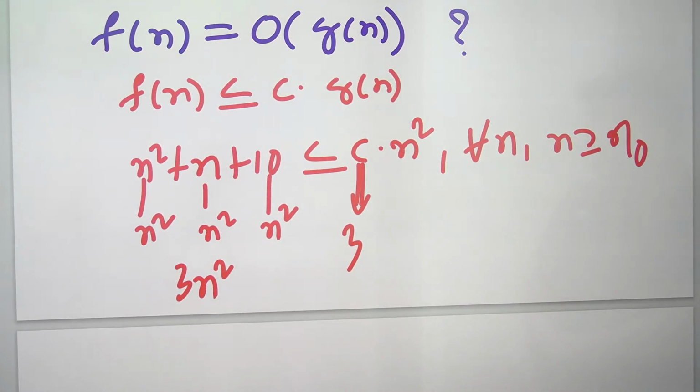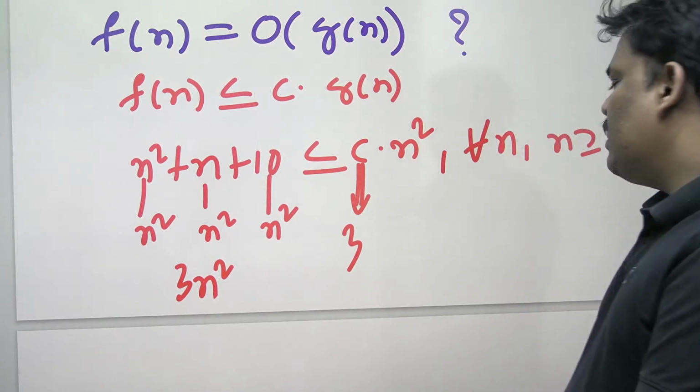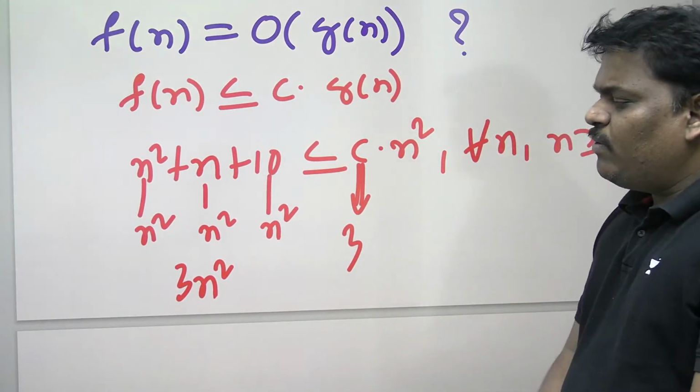Now some people are asking about c value 3. Out of these three terms, the bigger one is n square. If I take it everywhere, it is 3n square. So 3n square is bigger than n square plus n plus 10, c value 3. Some people are asking, sir, you fixed the c value, okay, but what about n0? Start checking from 1 onwards.